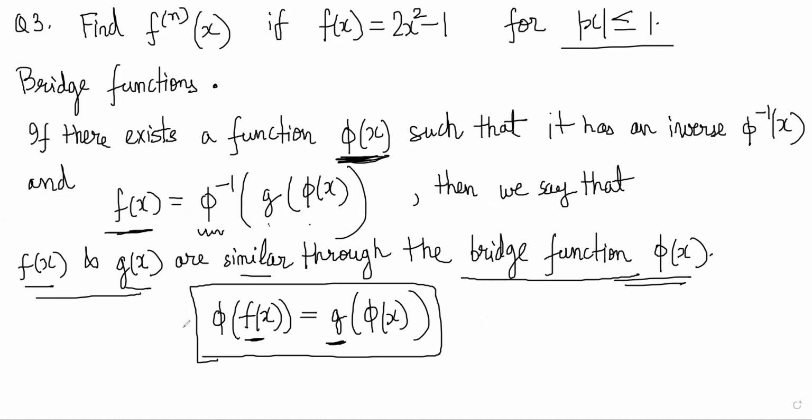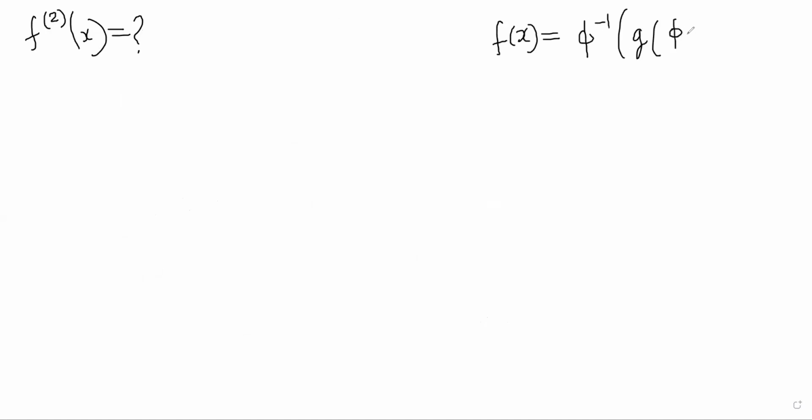So first of all, let's try to use this definition to find out what f of 2 of x is. So now what we have is f of x is equal to phi inverse of g of phi of x. Basically, f and g are similar through the phi bridge function. Now we need f of 2 of x, which is equal to f of f of x.